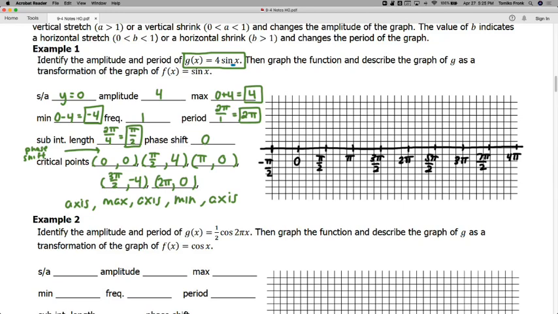Again, we're counting by that sub-interval length starting at the phase shift. So the phase shift is 0, and then we're counting by pi over 2. And then I made sure that I included a negative value as well. We'll talk about that as I go to hand graph it.